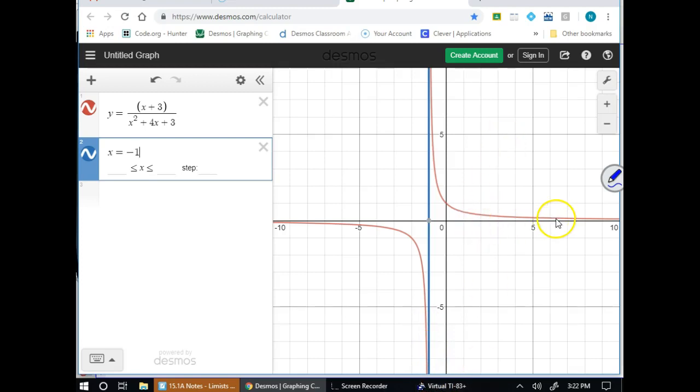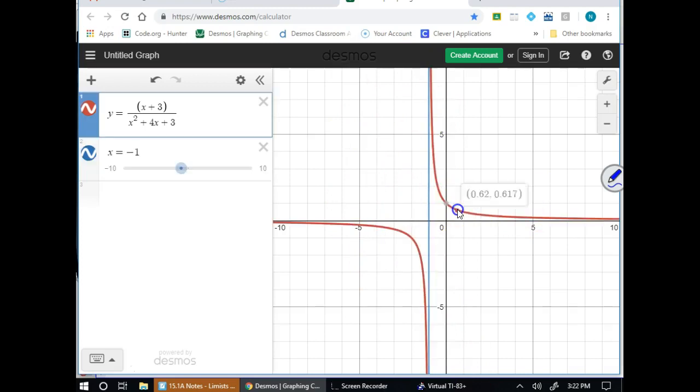From the right-hand side, as we approach that line at negative 1 from the right, we get closer and closer to that line, and our y values go up and up and up. So we're approaching positive infinity in that case. So that's sort of a graphic representation of what we're seeing there.